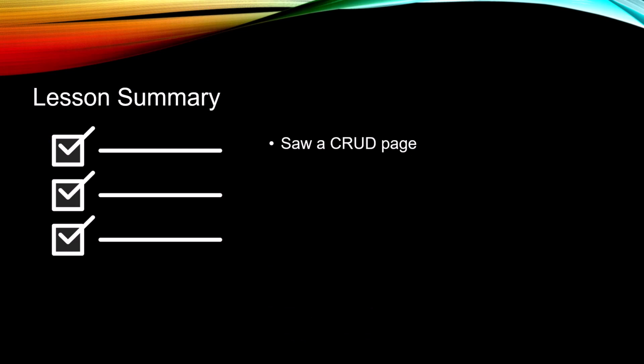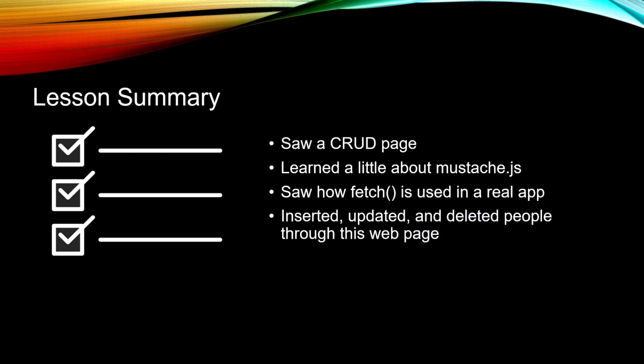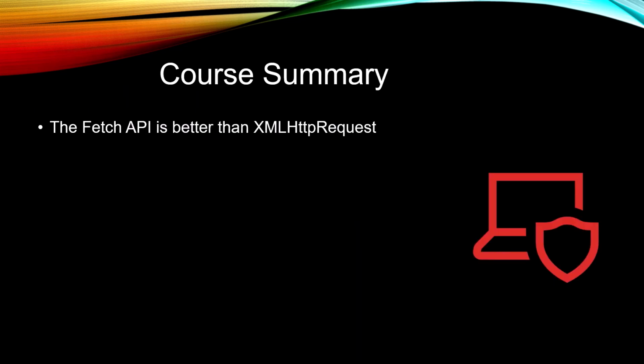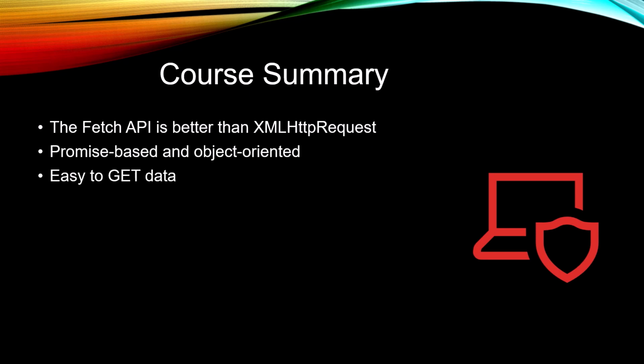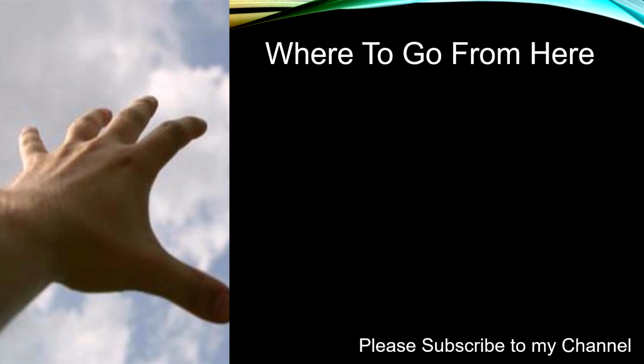So in this lesson, we saw a CRUD page, we learned a little bit about mustache.js, and we saw how the fetch is used in a real application. We inserted, we updated, and deleted people through this web page. Well, in this course, we learned that the fetch API is better than XMLHttpRequest because it's promise-based and object-oriented, more the way we like to do things today. It's easy to get data and easy to modify data, so definitely you want to take advantage of this new API.